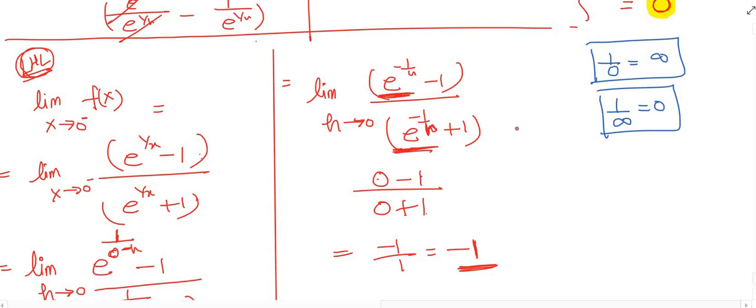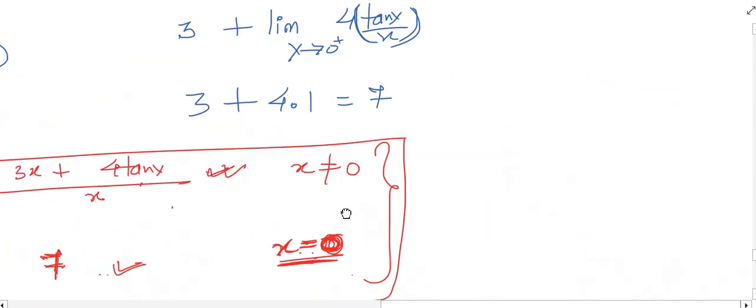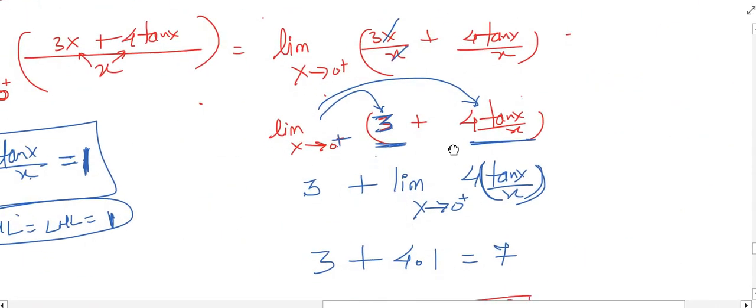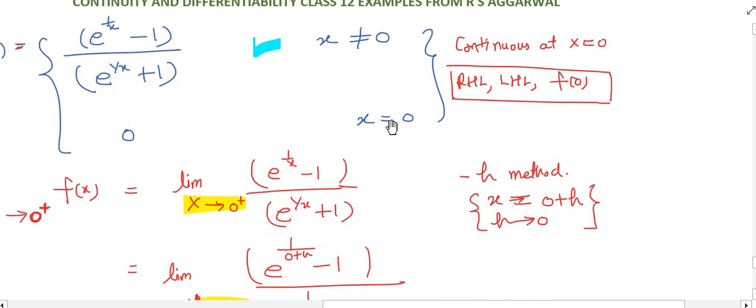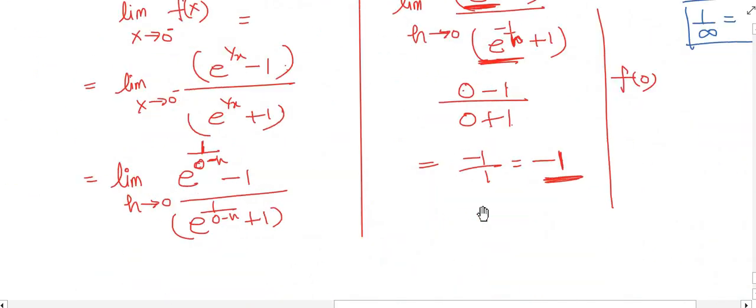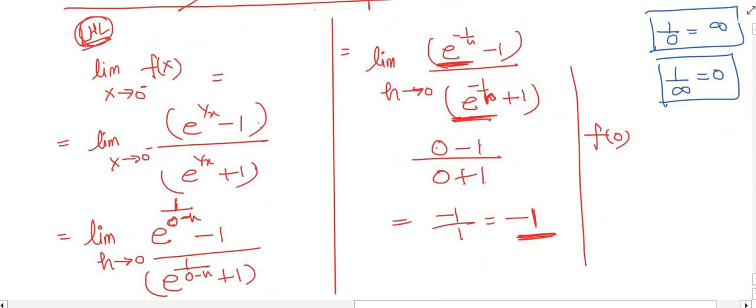Okay. Now I will check the function value at 0. So if you observe the question, f(0) they had given in the question itself. Here, the function at x equals 0 is 0 itself. So the function value I know, let me write down, is 0.